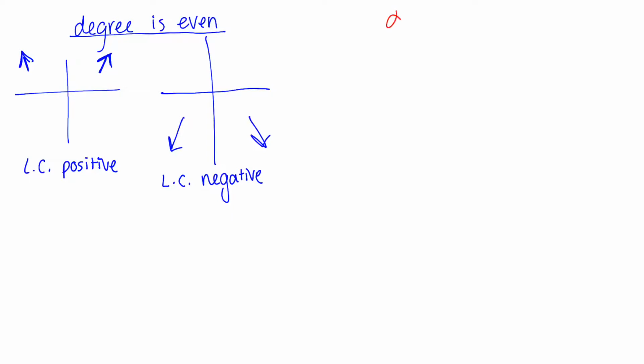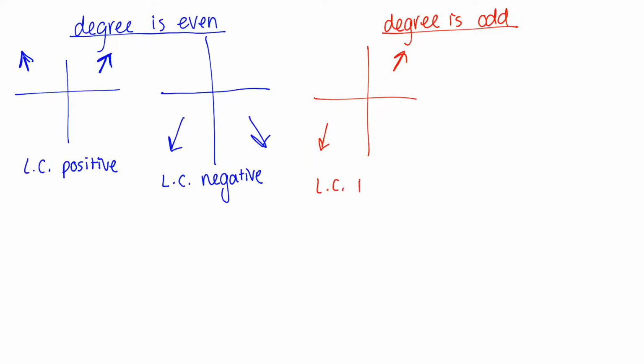If the degree of your polynomial is odd, they're going to go in opposite directions. If your leading coefficient is positive, it'll go down as you leave to the left, and it goes up as you leave to the right. And if your leading coefficient is negative, it will be the opposite. So up here, down here.